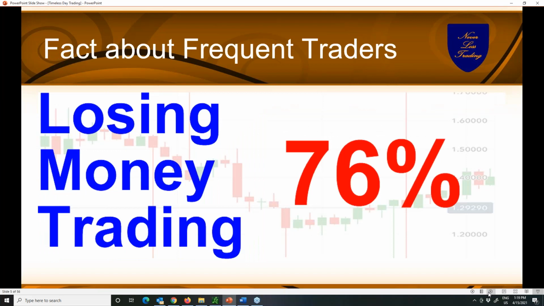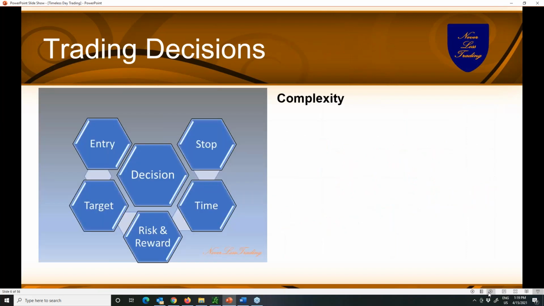That's a frightening fact: 76% of the frequent traders lose money. Why? I'll come to that. Because trading has a big complexity. If trading was easy, nobody would ever go to work. There are 5 dimensions of decision making: when do I enter under which conditions, what's my target, what's my stop, how much time do I allocate to the trade, and risk reward has to be in a meaningful balance based on the system's performance.